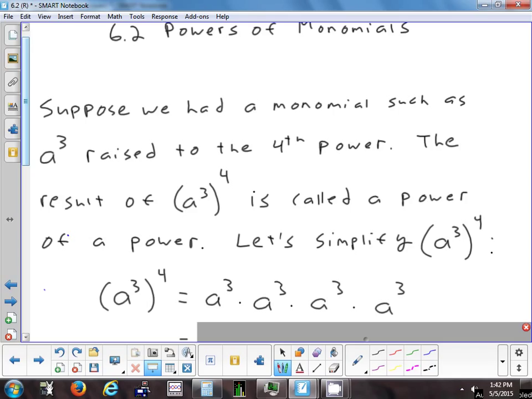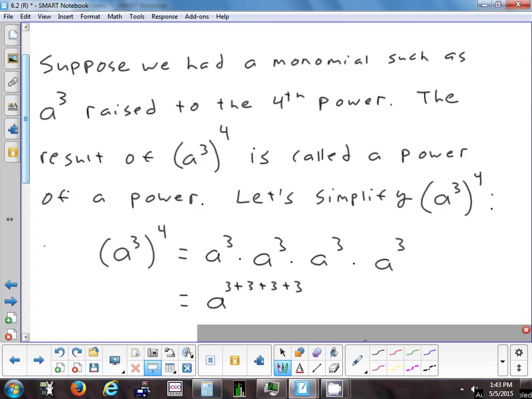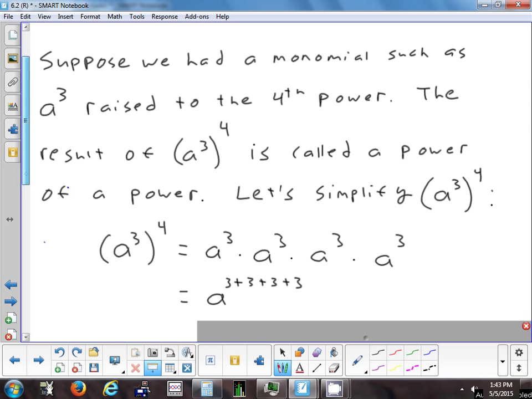Now, this is something we did yesterday. What do you get when you multiply a cubed by itself 4 times? You have the same base, and you're multiplying together. So your base is going to be what letter? The base will be A, and then what's your exponent going to be? 12. So all you're doing is adding up those exponents.